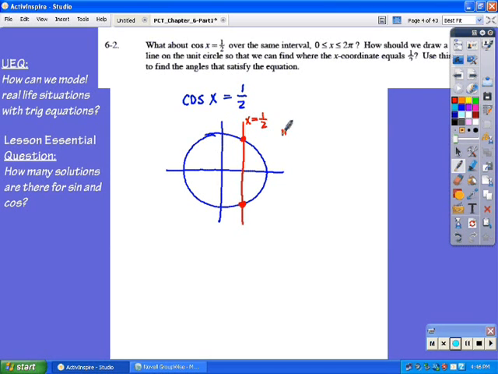Well, I'm talking about pi over 3, and on my unit circle, let's see here, this would be 5 pi over 3. Okay? So the difference there between sine and cosine: sine I drew a horizontal line, cosine I drew a vertical line.